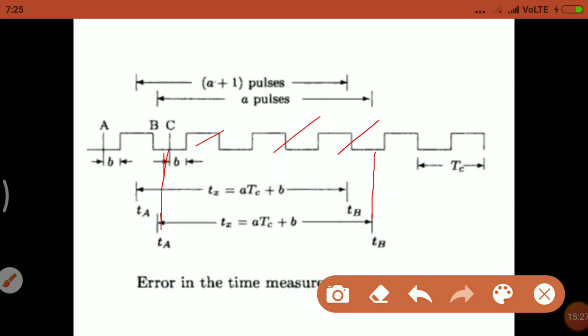But in the actual case, Tx is more than 3. Whatever the time duration is, this time duration is more than the actual pulses counted by the counter. So obviously some error is produced. So in that case, how do we find the error? We know that to find the error, we take the difference between the number of pulses times the time period Tc minus the actual time interval Tx. That is A into Tc minus Tx.